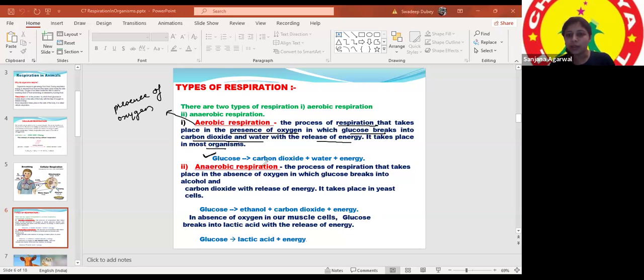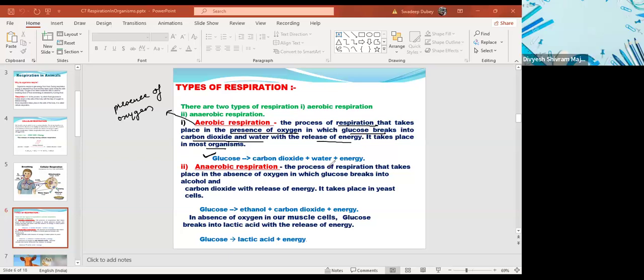Now, what is anaerobic? Let's take an example. Suppose you are climbing the stairs and moving so fast. Or let's say you are running. You have a target of covering 2 kilometers in 20 minutes. Because you want to win, you will be running so fast. And after you finish, you will be breathing heavily, isn't it? Yes, ma'am.